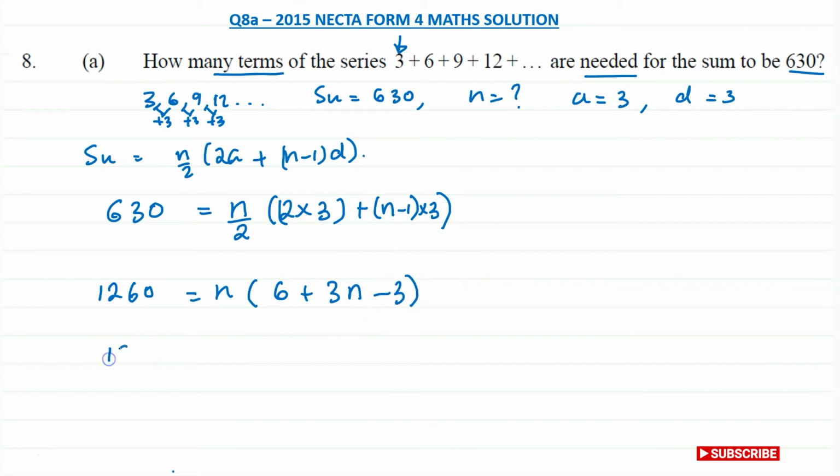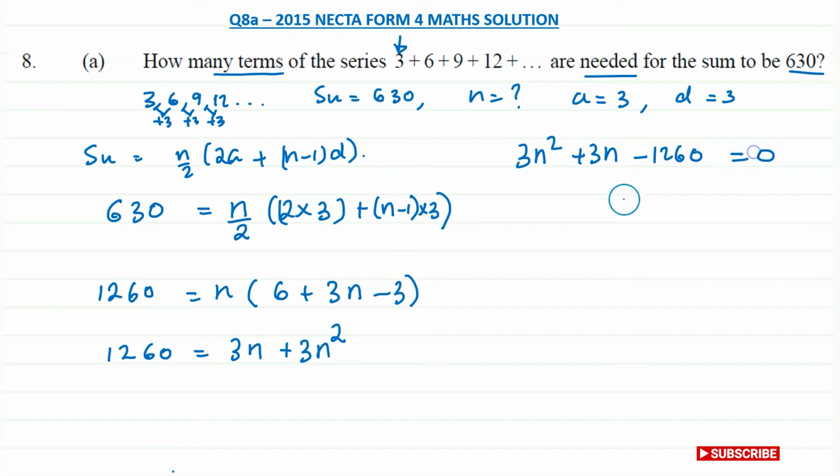Okay, so let us simplify this now. It's equal to 6 take away 3, that is 3. 3 times n is 3n. 3n times n is positive 3n squared. And now I can see I have a quadratic equation here. So I'm looking to have one side as 0, and I can do that by subtracting 1260 from both sides. So then I can rearrange this with the highest powers first, and I can have it as 3n squared plus 3n, take away 1260, equal to 0.